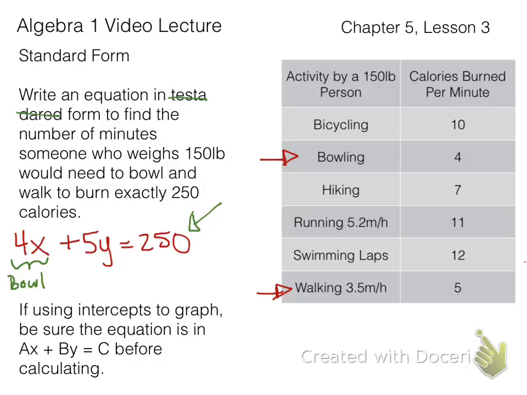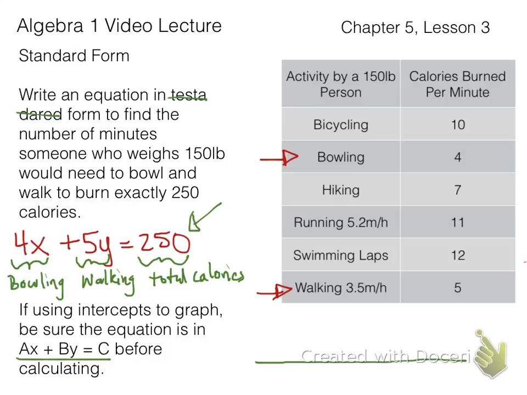All right, now what I really need to do is graph this to show you guys that it works. I can do that. So if you're using the slope intercepts to graph, be sure that the equation is in ax plus by equals c. And so basically, if I graph this, I need to do it twice.